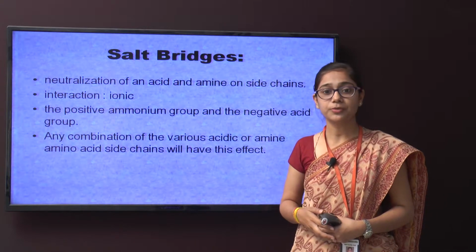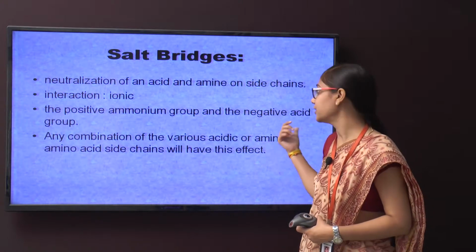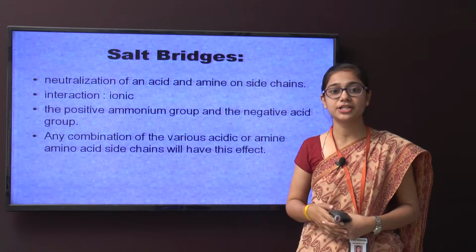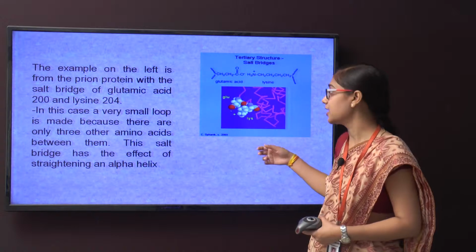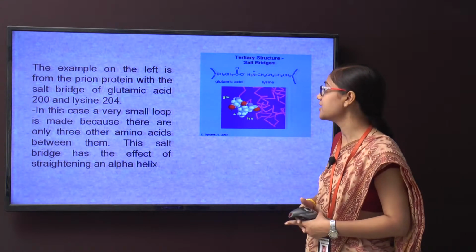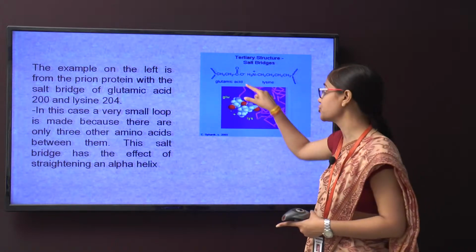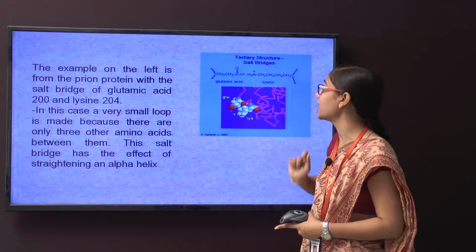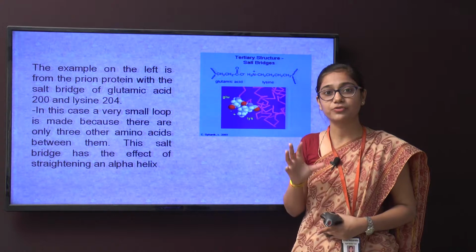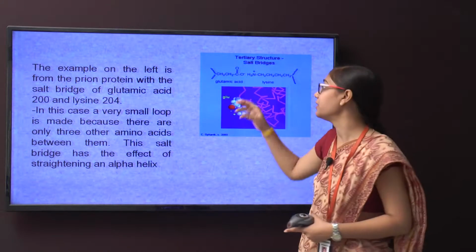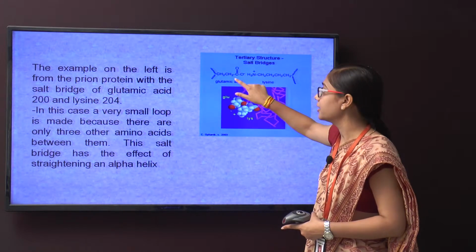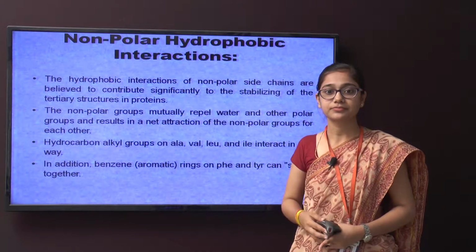The positive ammonium group and the negative carboxylic or acidic group. You can see here the example: glutamic acid is the negative anion and lysine is the positive. So the bonding between this glutamic acid and lysine is the salt bridge. Why? Because of the interaction between the cation and anion.